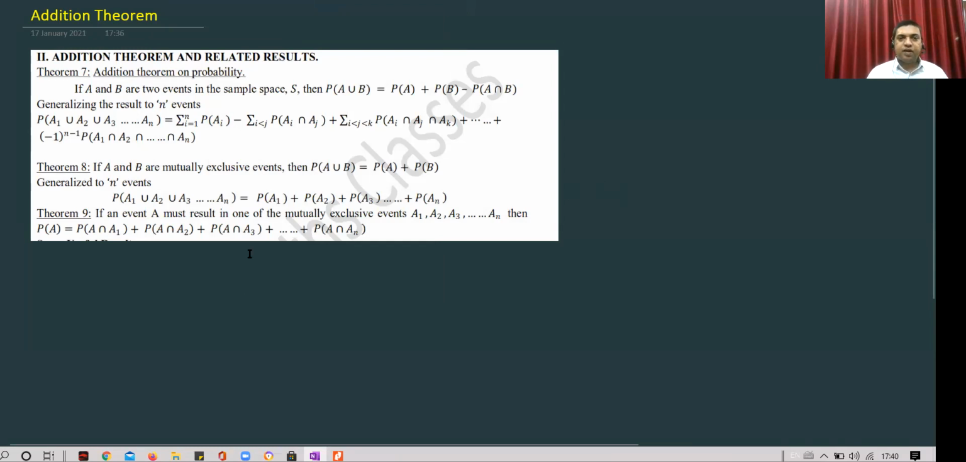So, the addition theorem. We know from permutation and combination, when do we add? Whenever there is an either-or, either this event or that event, that is when we add. Similarly here, for the addition theorem, first I'll explain for two events. If A and B are two events in a sample space, then the probability of A union B, your addition, is P of A plus P of B minus P of A intersection B.